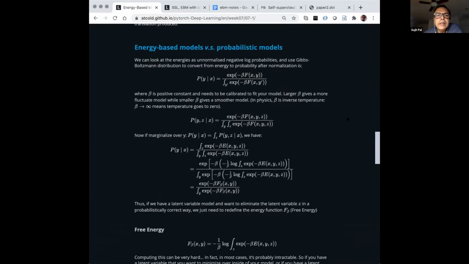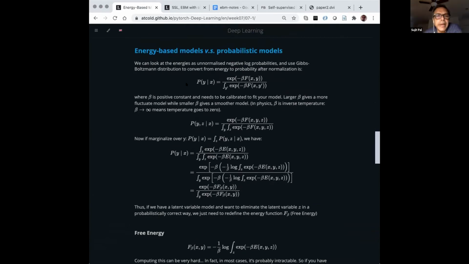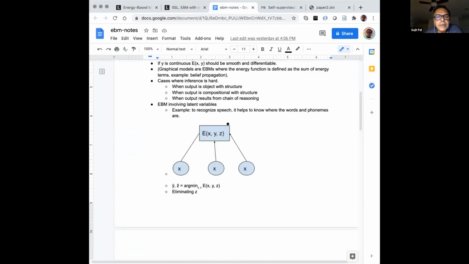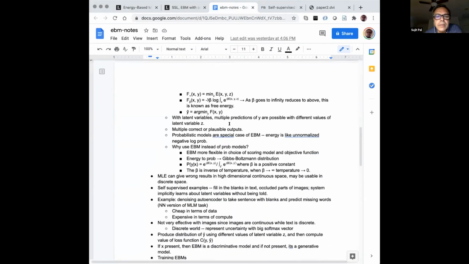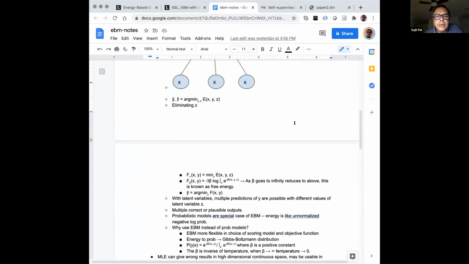And then there is a lot of stuff here. So energies can basically be thought of as unnormalized negative log probabilities. And I have here my own notes that I made as I was reading through. So there is something here.